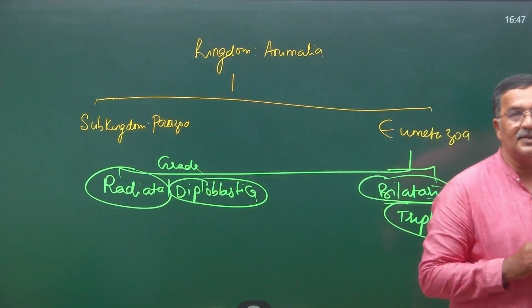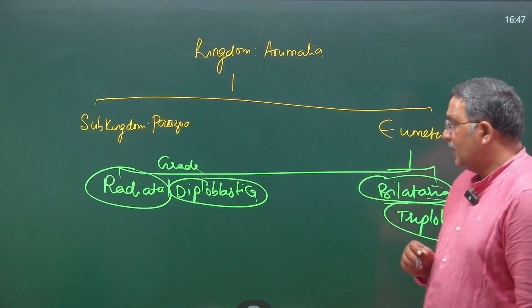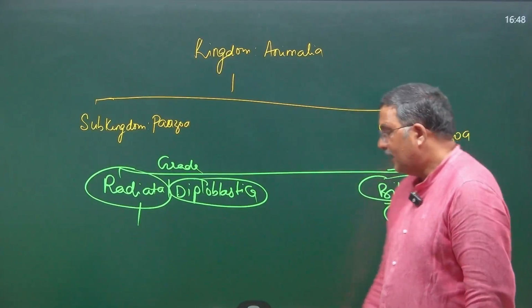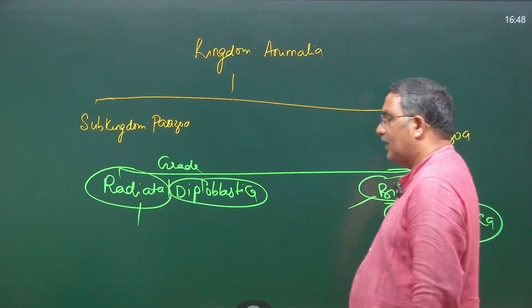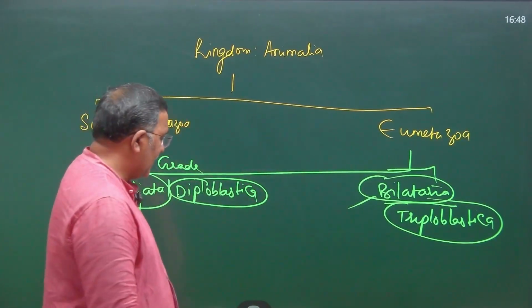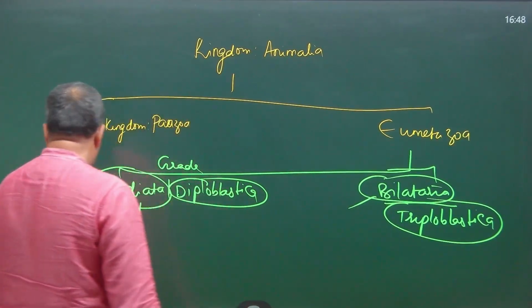This is based on the symmetry. Animals having radial symmetry, we call radiata. Animals with bilateral symmetry are joined in the bilateria. Okay, so let's go on through these.